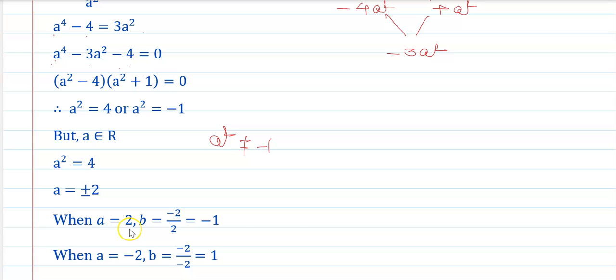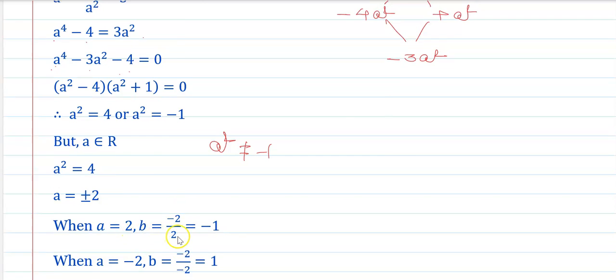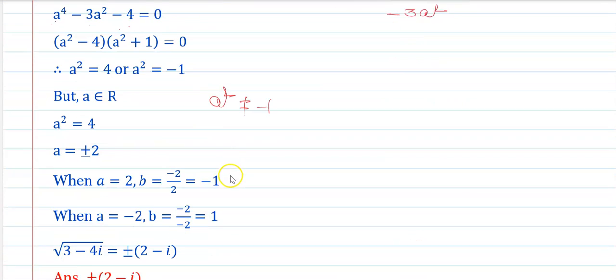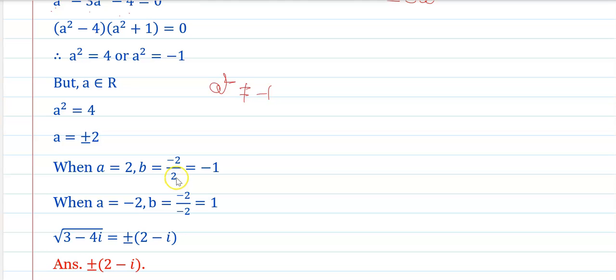When a is equals to 2, then what about the b? b is equals to minus 2 upon a. See this here, b is equals to minus 2 upon a. Put 2 here, and you are getting the minus 1. Therefore the first root is 2 minus i. When a is equals to minus 2, b is equals to minus 2 upon minus 2, you are getting the 1. That is minus 2 plus i.